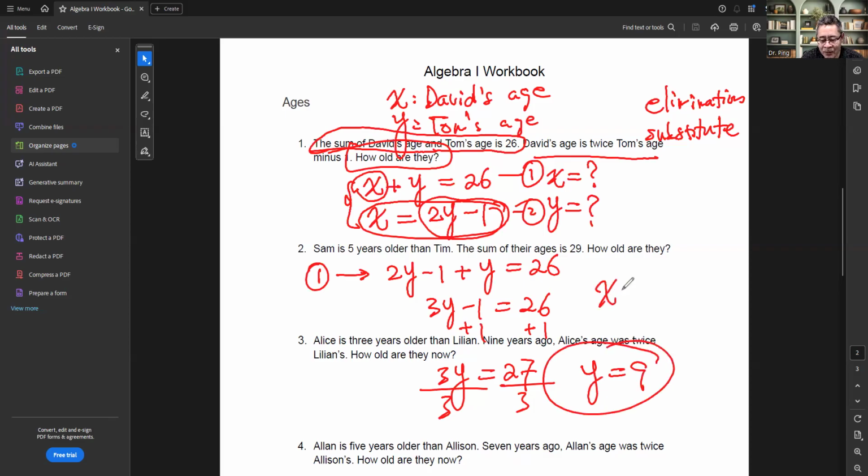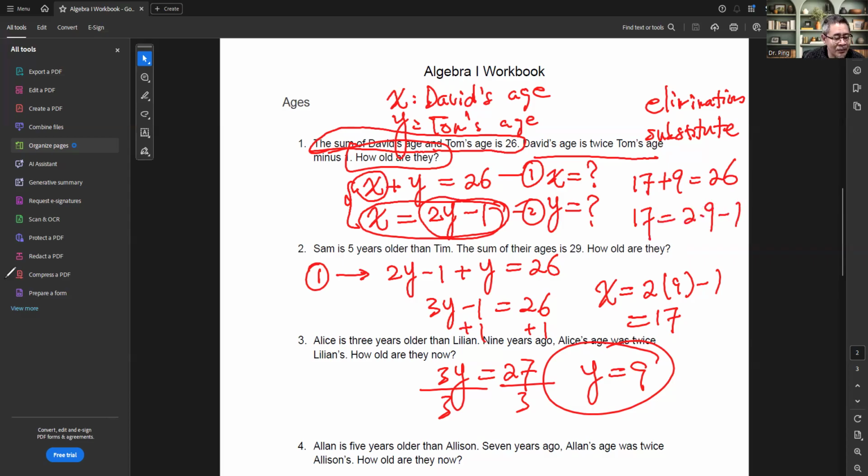And then X now is 2 times Y minus 1. So 2 times 9 minus 1. That gives us 2 times 9, 18, minus 1, 17. So that's how we got that. Dave is 17 and Tom is 9. Well, we can check. 17 plus 9 is indeed 26, and 17 is indeed 2 times 9 minus 1. So we know we got that right.